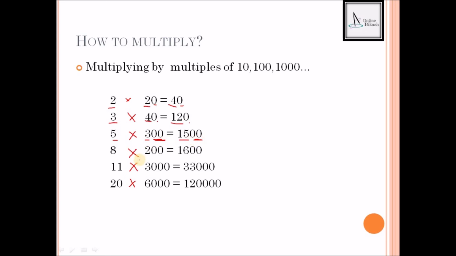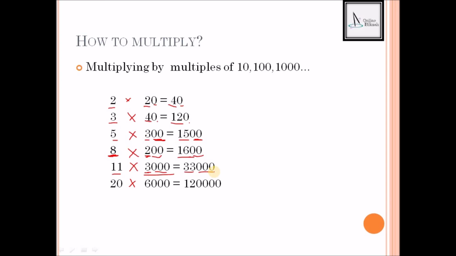Similarly, 8 into 200. Okay, so we will multiply this 8 with this 2 only, and our answer is here. 8 2s are 16. And after that, how many zeros are here? You count them. 2 zeros, so you place these 2 zeros at the end. In the same way, if you want to multiply this 11 into this 3000, such a big number, with 11 we will multiply this 3 only. So 11 3s are 33, and at the end, how many zeros will we put? 1, 2, 3. So 3 zeros you have to put at the end of 33.